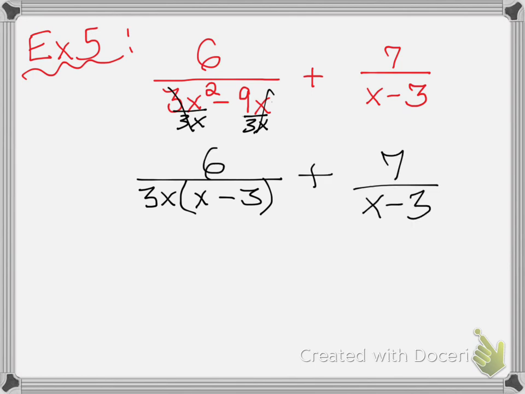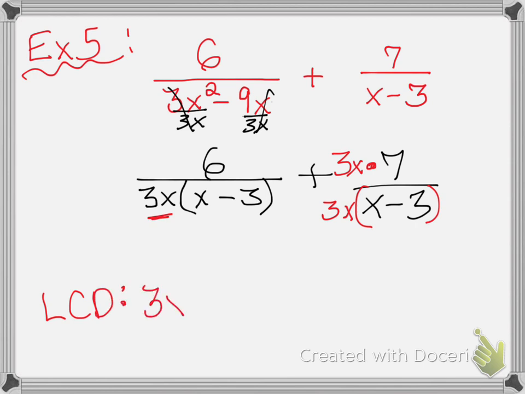Again, our goal is to find the least common denominator. So between the two denominators, they almost look alike, but what's missing over here on the right side is this 3x. So I'm going to multiply this times 3x. Whatever I do to my denominator, I have to do to my numerator. So my new fractions, of course, my LCD is going to be 3x times x minus 3. And that's it.